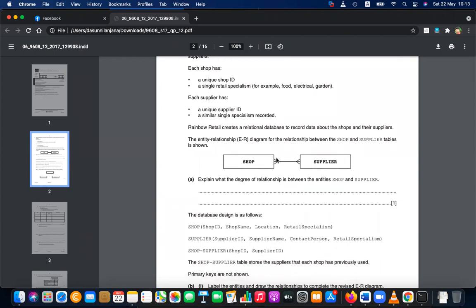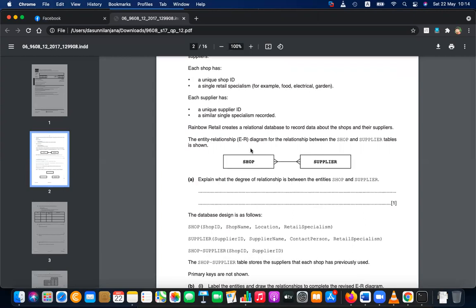The notation is also given, and the shop and supplier tables are shown. So explain the degree of relationship. In other words, you can say cardinality, optionality or participation in the relationship. That means for one shop, how many suppliers are participating, and for one supplier, how many shops they can sell to. According to this crow's foot notation, this is clearly a many to many relationship, because one shop can buy from many suppliers, and one supplier can supply to many shops. Is it clear?